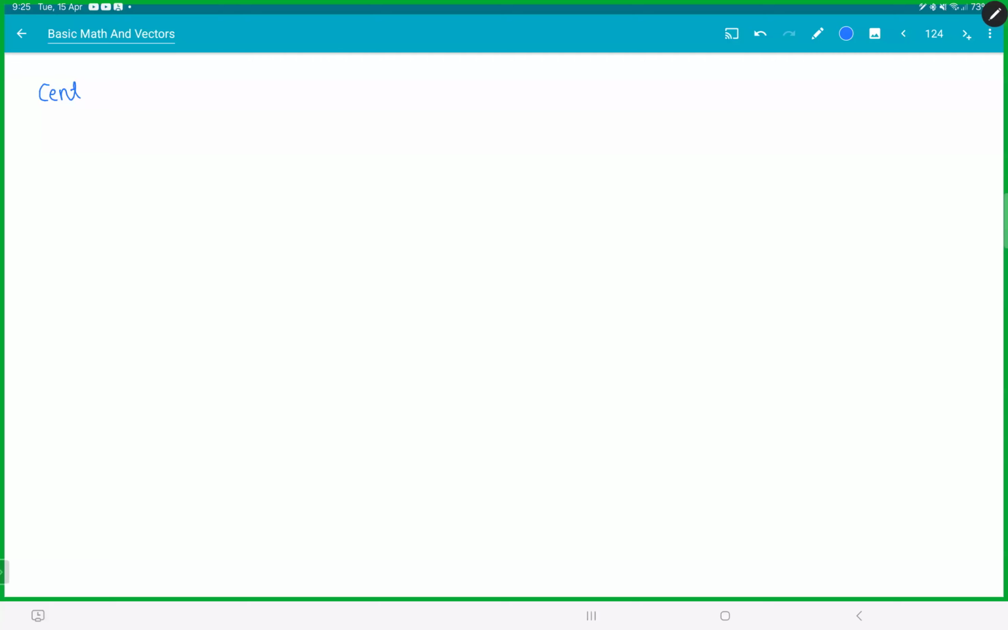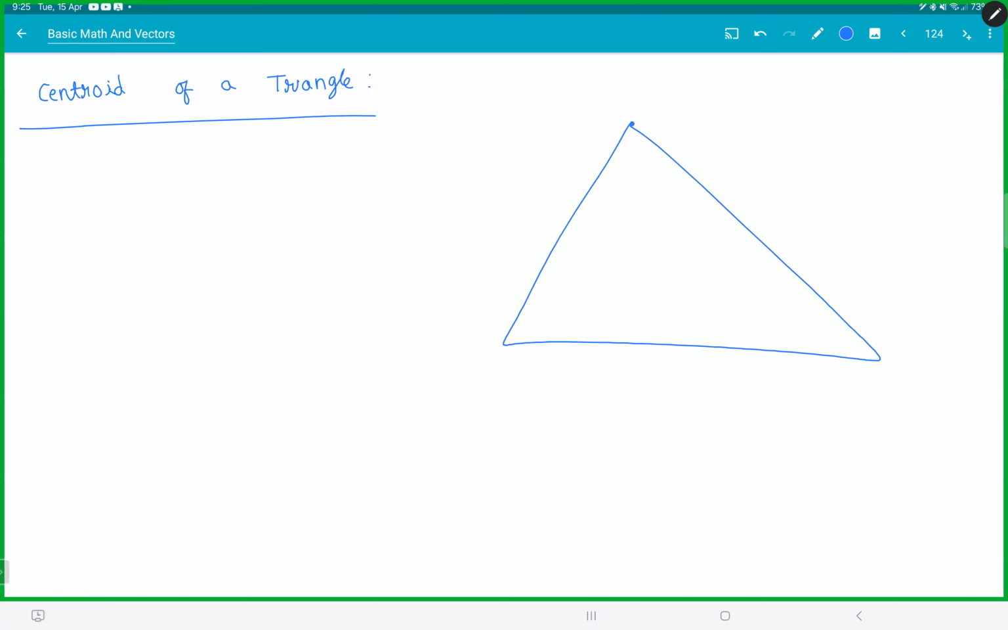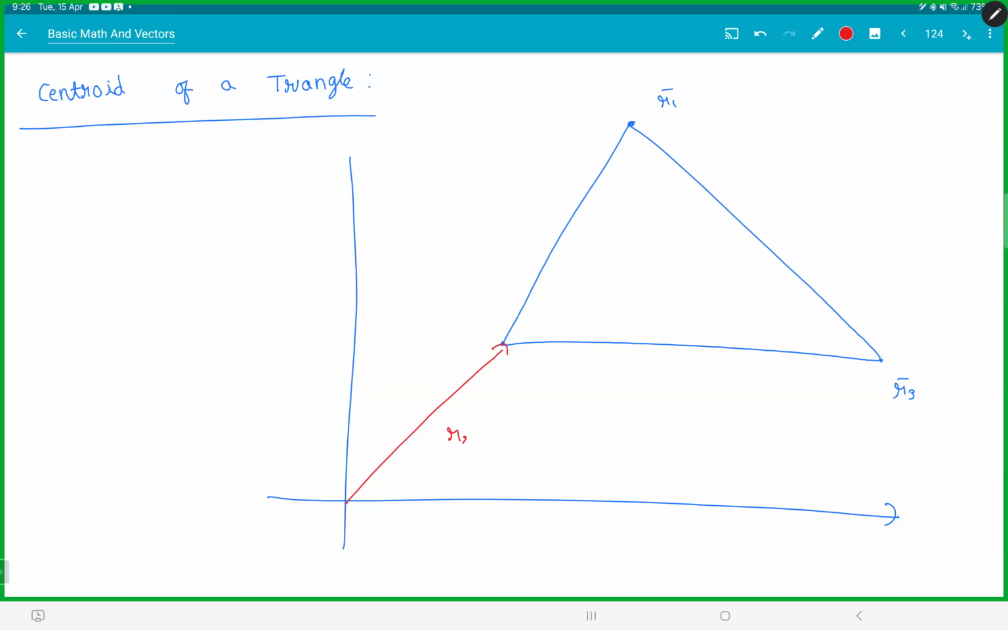Next thing, centroid of a triangle. So if someone gives you vectors, how do you find the centroid of a triangle? So let's say we have a triangle. So this point's vector is R1 bar. This point is R2 bar and this point is R3 bar. So basically the three vertices, right? What you have, these are the vectors.